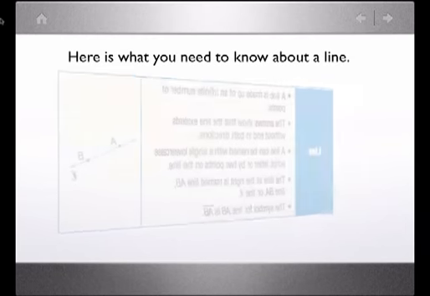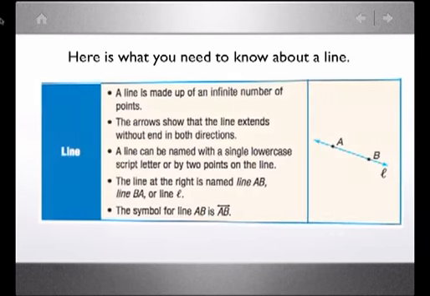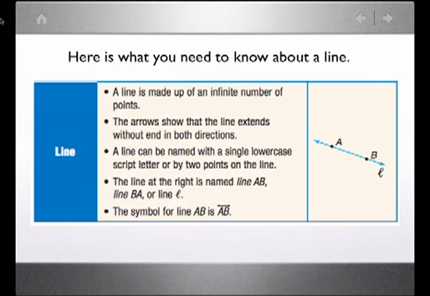Here's what you need to know about a line. A line is made up of an infinite number of points. For any 2 points, I can put an infinite number of points between them. The arrows on either end show that the line extends without end in both directions.